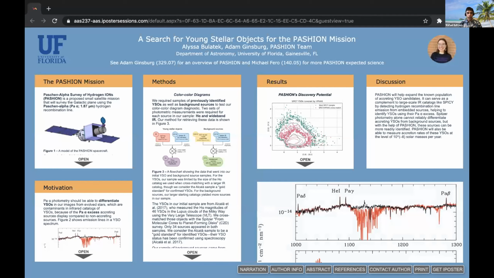Next on the list, we have Alisa Buletek in Florida. She's a first-year grad student, and she'll be talking about a search for young stellar objects with a PASHION mission. Okay, you need to start from the name there.